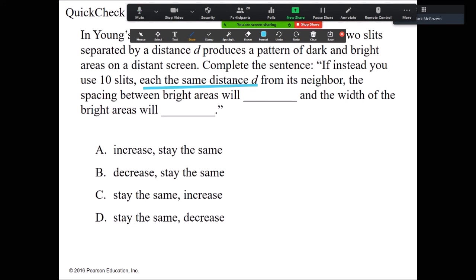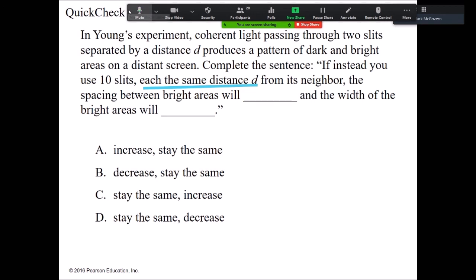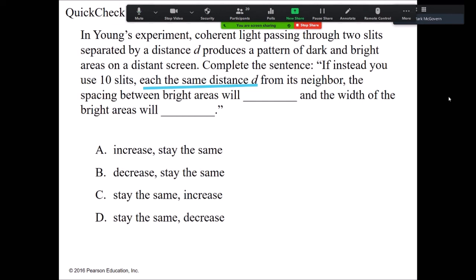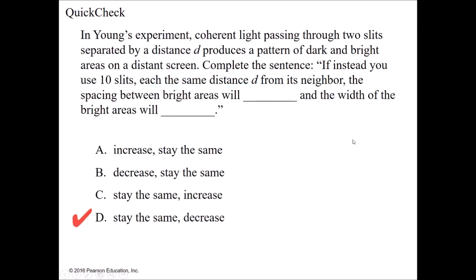Okay, so I'm not your English instructor, so please ignore the fact that I may come off as illiterate. Sorry. What do you think is going to happen here, though? 10 slits instead of 2. What happens to the spacing and the width here? What do you think? Let's look at this question here.